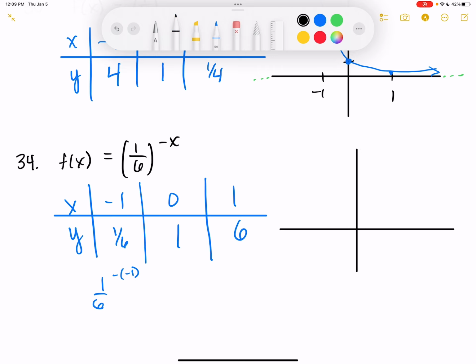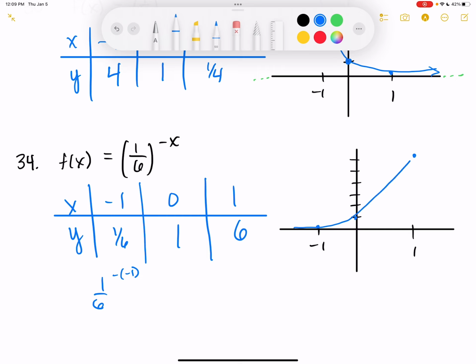See? These are easy. 1, 2, 3, 4, 5, 6. Alright, so at negative 1, it's at 1/6. At 0, it's at 1. At 1, it's at 6.